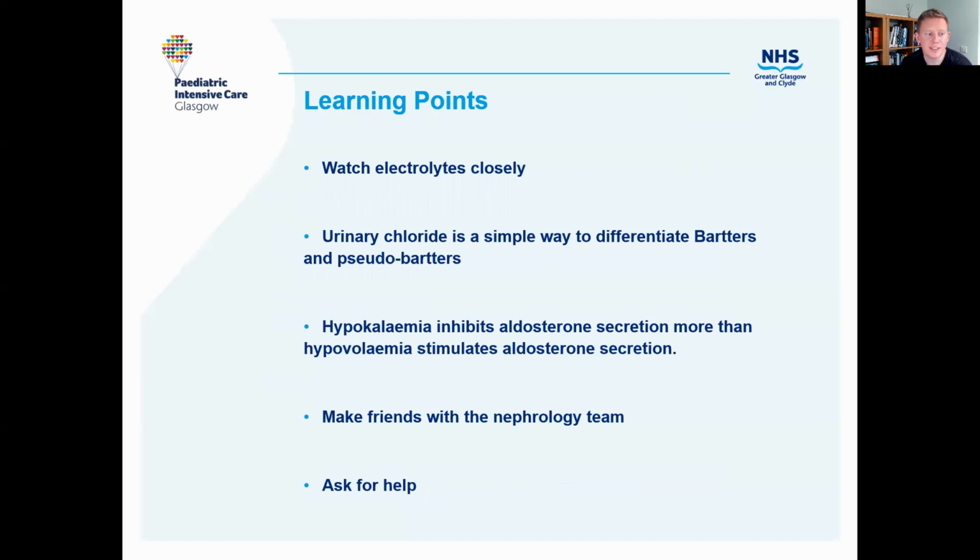And what's really interesting, and I haven't talked much about this, is that there are papers that now talk about how hypokalemia inhibits aldosterone secretion more so than the hypovolemia stimulates aldosterone. And that explains the aldosterone result that we had for our patient. I would also suggest you make friends with the nephrology team. They will be your saviors in cases such as these, and never be afraid to ask for help, because I think that's really important.